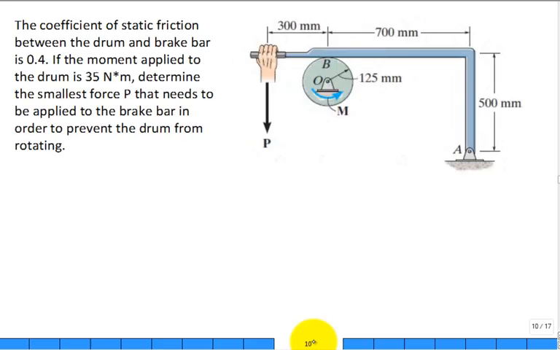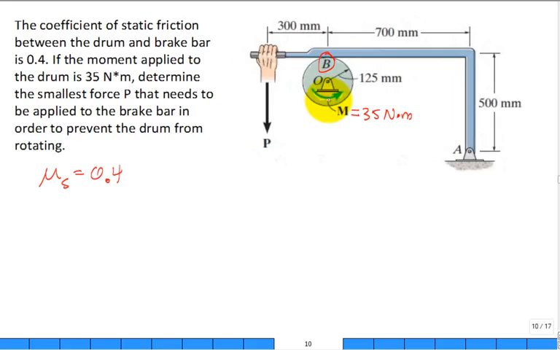We have the coefficient of static friction between the drum and the brake bar is 0.4. Here is the drum, and here is our brake bar right there, and the contact point is B. Do you see that? Contact at B. If the moment applied to the drum is 35 newton meters, so this is our moment, are those good units for moment? Yeah, they are. That's good.